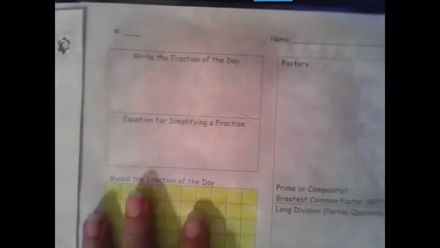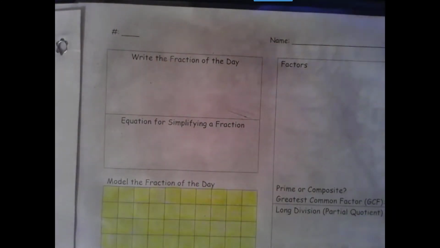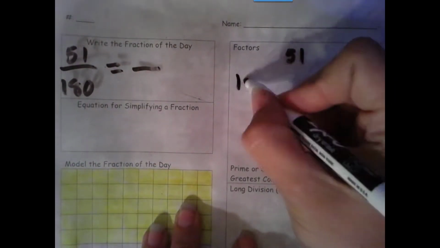Okay, let's get down our beginning fraction. We have a total amount of 180 school days, and we are on day 51. So first we want to find the factors of our numerator. Our numerator is 51. Two factors we always know are 1 and the number itself. And then using the commutative property of multiplication, 51 times 1.